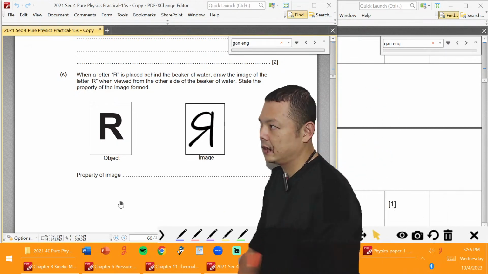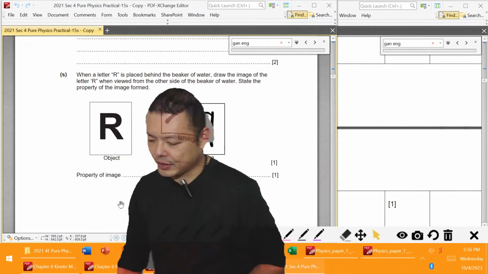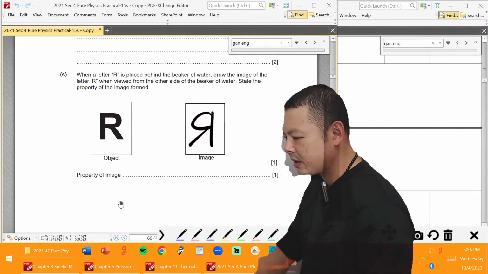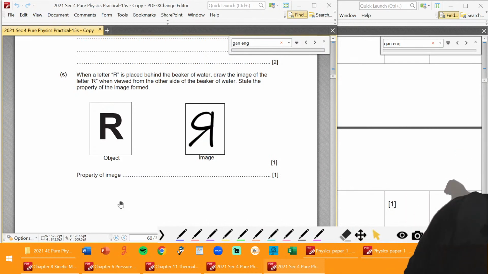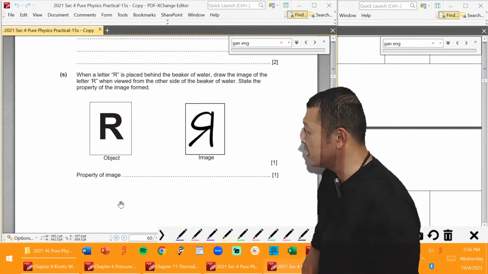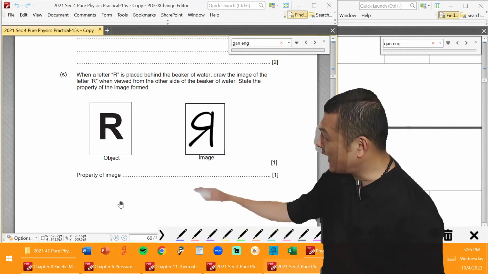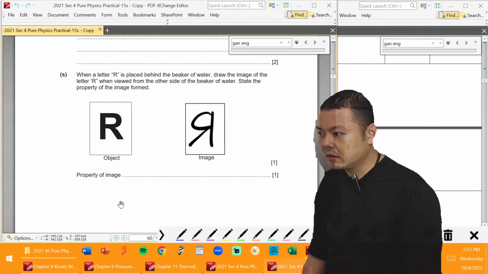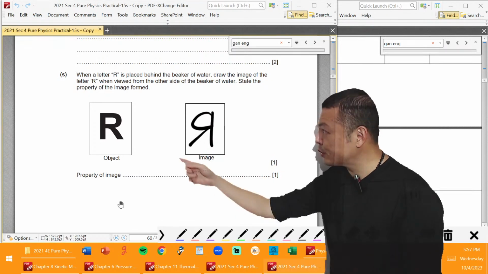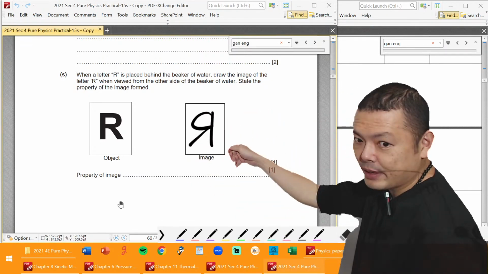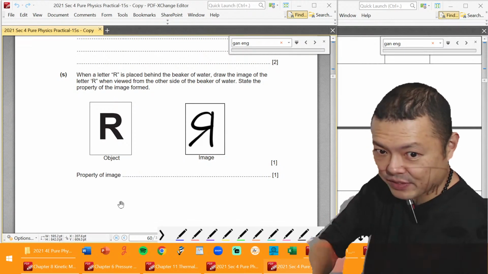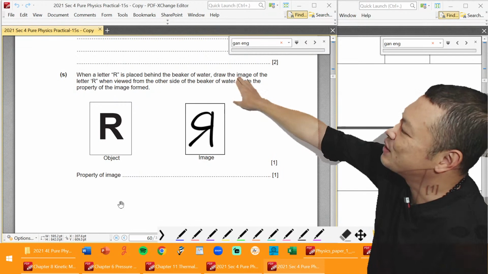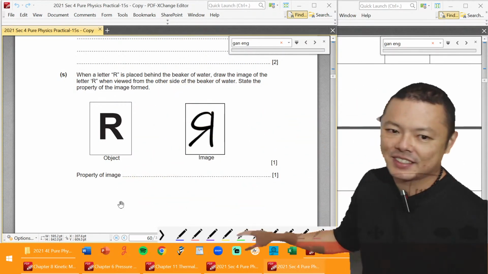So it's virtual. Now the question is, is it enlarged or the same size? Actually, you wouldn't know whether it's enlarged or the same size. It's not inverted, it's upright. Laterally inverted. You won't know. You're supposed to put the piece of paper behind the beaker, see it, and then say that it's laterally inverted. You're not supposed to predict. They ask you to draw it first, then describe the image.